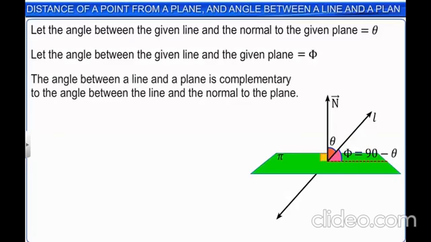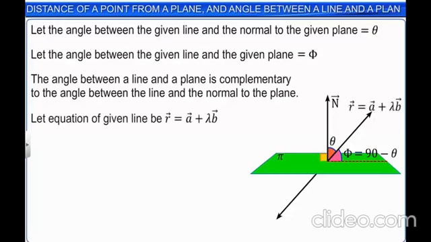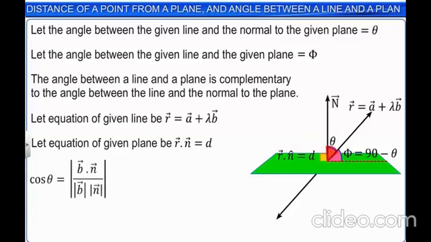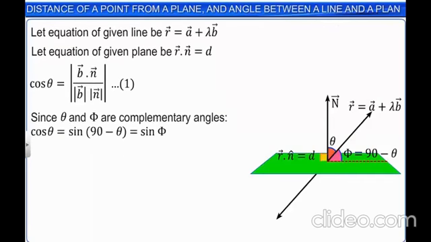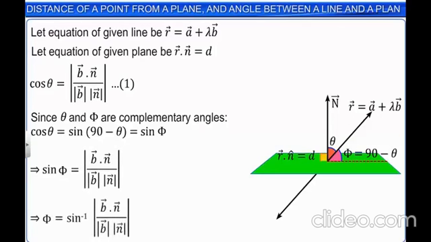Let the equation of the given line L be as shown. Also, let the equation of the given plane be in the normal form as shown. Then, angle theta between the given line and the normal to the plane is given by equation 1. Since theta and pi are complementary angles, cos theta is equal to sin pi. Thus, we can replace cos theta by sin pi in equation 1. Thus, angle pi between line L and plane pi is given by equation 2 as shown.